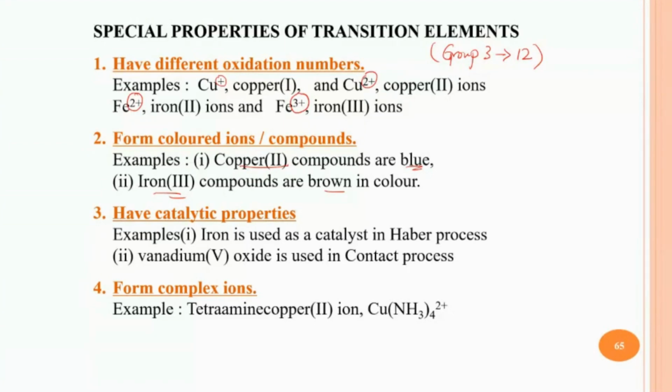Number 3, they have catalytic property, becoming a catalyst. For example, iron in the Haber process, vanadium dioxide in the contact process. Number 4, they can form complex ions. Complex ions means not simple ions like this. They can form, for example, tetraammine copper 2. This is a complex ion. Got it? Normally this part will come out in objective questions, so hopefully it comes out again.